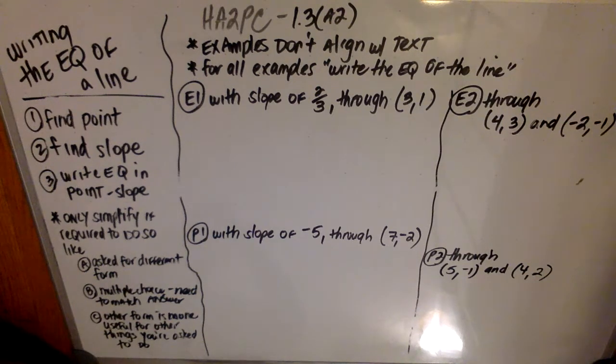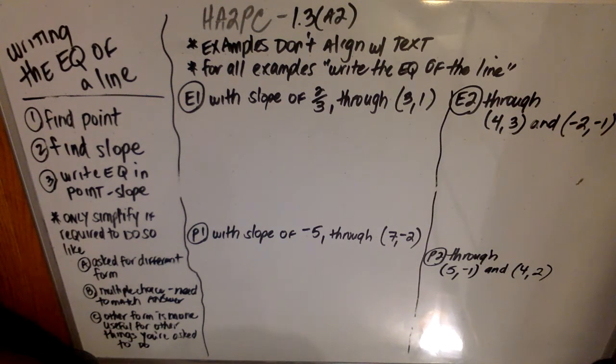So in 1.3, I'm not going to use the examples in the textbook, so these examples do not align with the textbook. For all examples and practice problems, the task that's being put ahead of you is to write the equation of the line. Notice that it doesn't specify which form, so I don't care if you put it in point slope or slope intercept or standard form like a crazy person, whatever you want to do, but I'm going to suggest that you want it to stay at point slope, and I'll explain to you why as we work through these problems. So let's look at example 1 first.